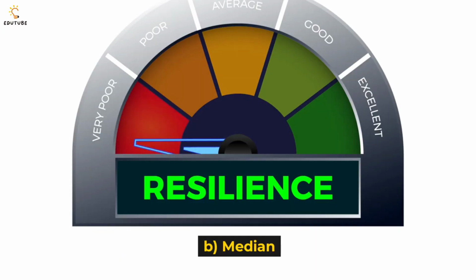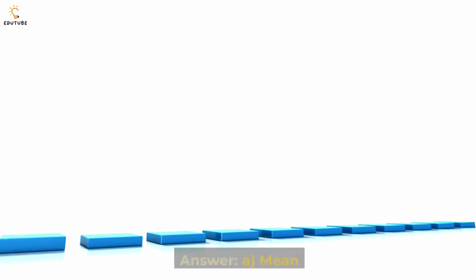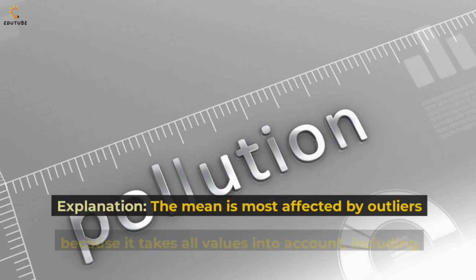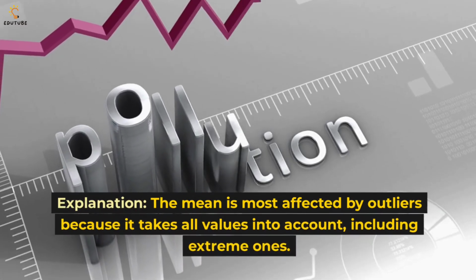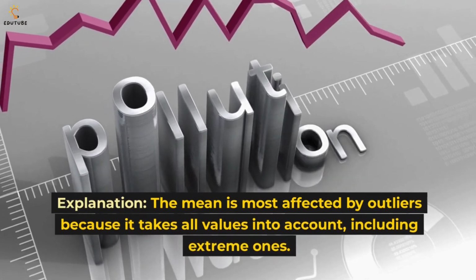34. Which measure of central tendency is most affected by outliers? A. Mean. B. Median. C. Mode. D. Range. Answer A. Mean. Explanation. The mean is most affected by outliers because it takes all values into account, including extreme ones.